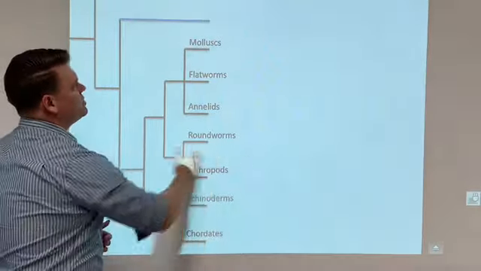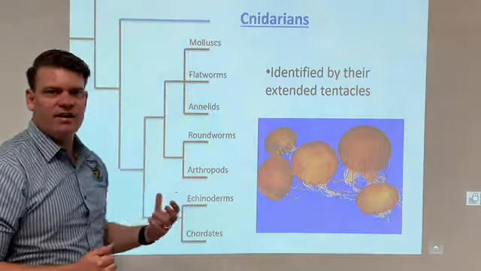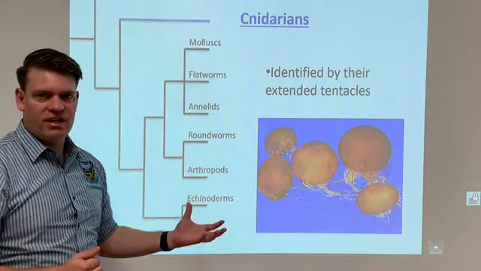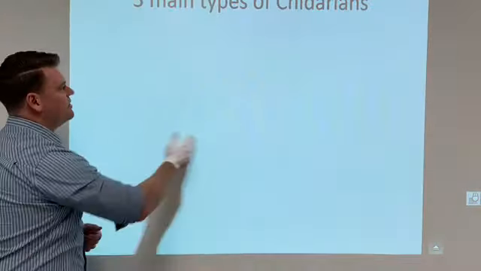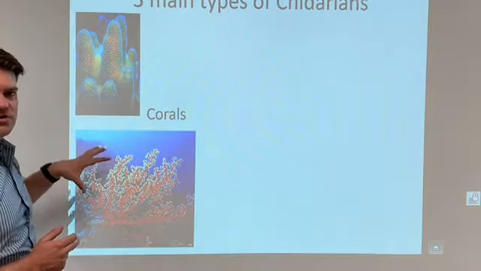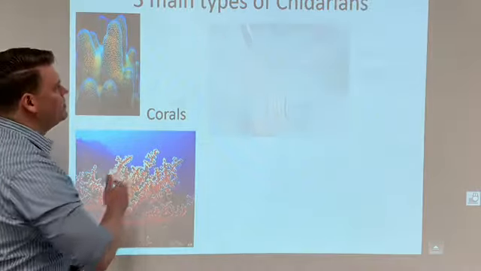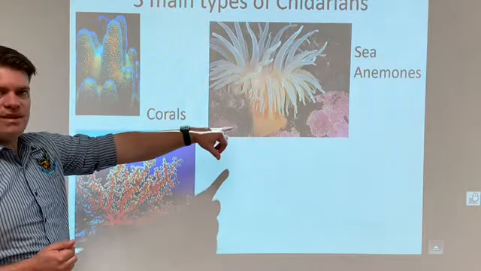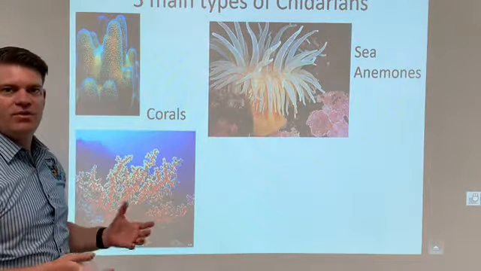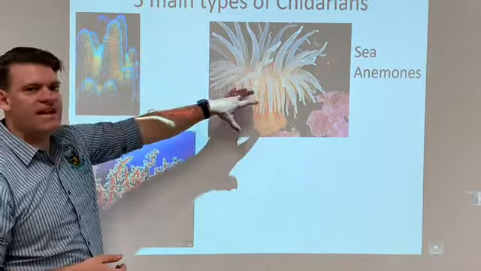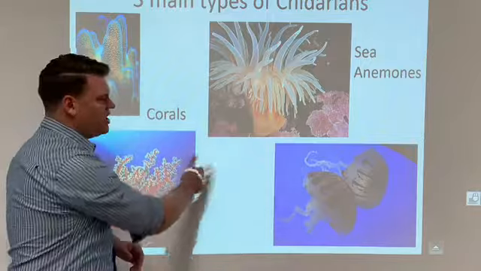So we have sponges. Our next is going to be our cnidarians, and these are identified by their tentacles. So you think of things like jellyfish are our cnidarians. So we have 3 main types of cnidarians. We have our corals. So once again, you probably wouldn't think corals are actually animals, but they are. We have our sea anemones. So think of Finding Nemo and how the clownfish live in the sea anemones. Those are also animals. And then lastly, we have what we call our jellies.